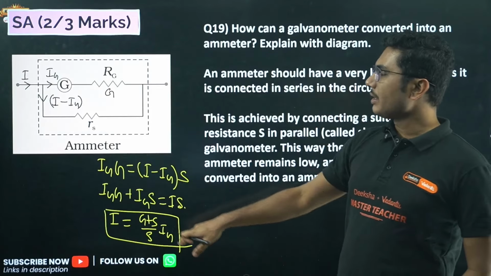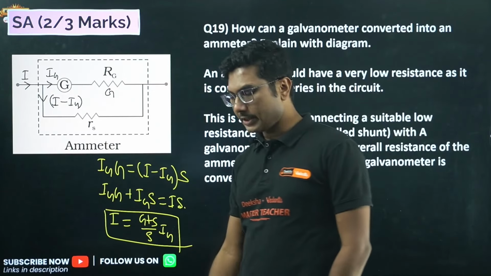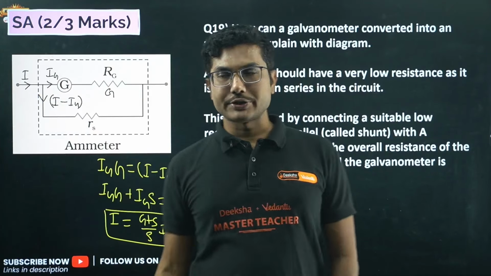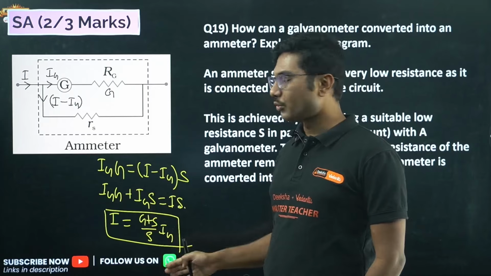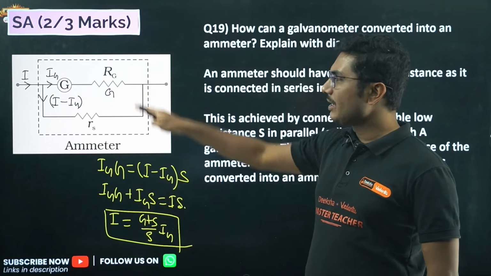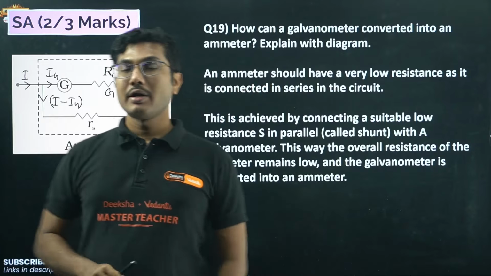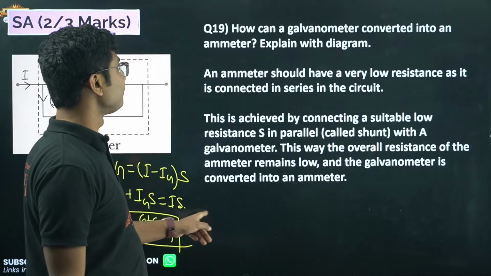Now remember that because we are measuring I, Ig is a known quantity. For a given galvanometer, the maximum current it can withstand is already known when it is manufactured. So Ig is a known quantity, G is also a known quantity, only S you have to figure out. So this formula you have to write when you are writing the conversion, as well as when a numerical question comes, you have to use this formula to solve.